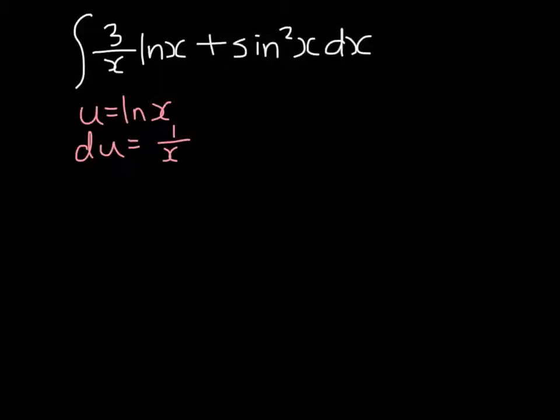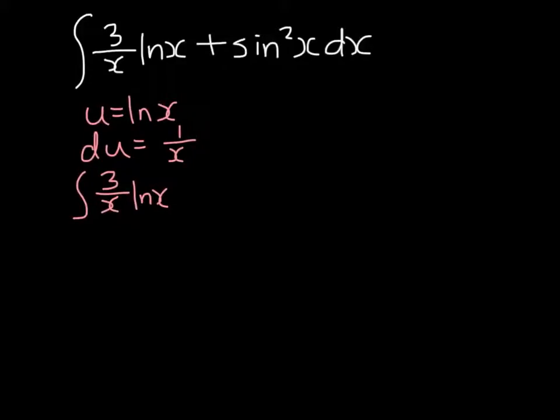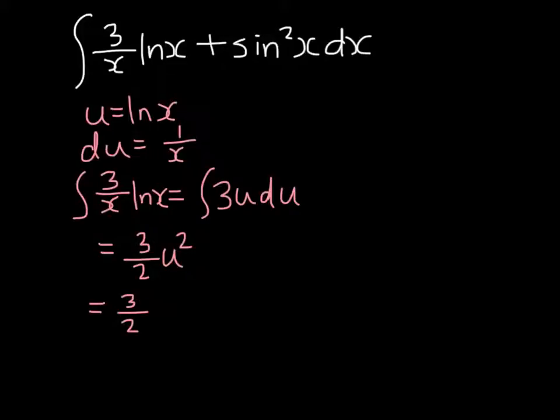So then the integral of 3 over x ln x becomes the integral of 3u du, which is easy enough to solve using the power rule. We know that that's just 3 over 2 u squared. And so now we can go ahead and plug ln x back in for u, giving us 3 over 2 ln of x squared.